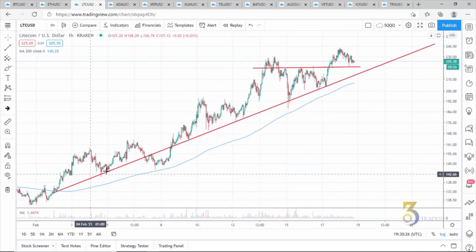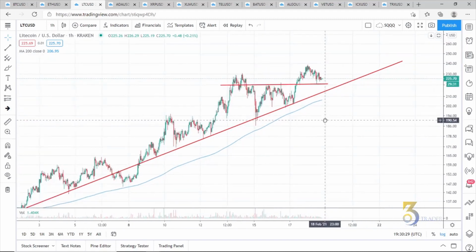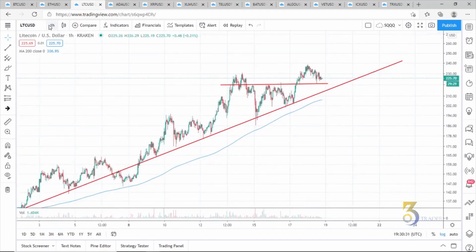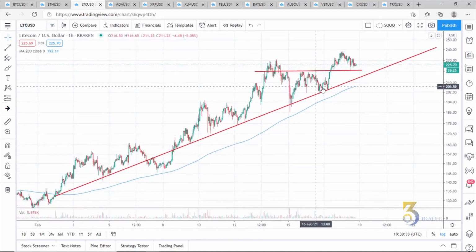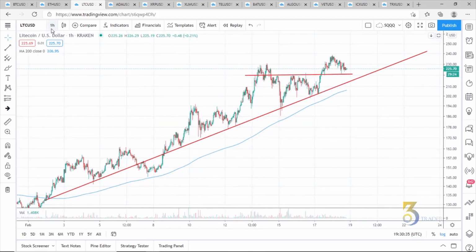Now this is a shorter term trend line. It's an hourly trend line. So draw them on multiple time frames to see what you need to see.